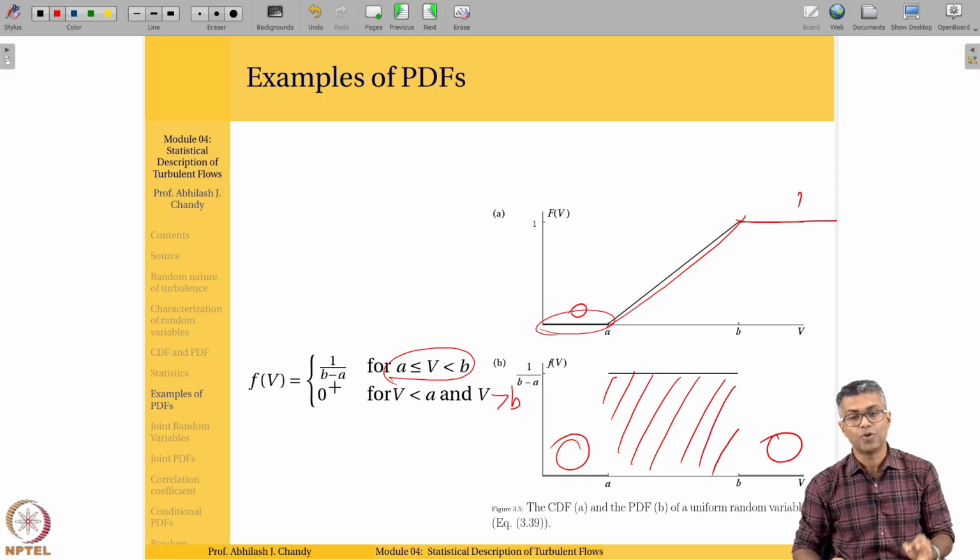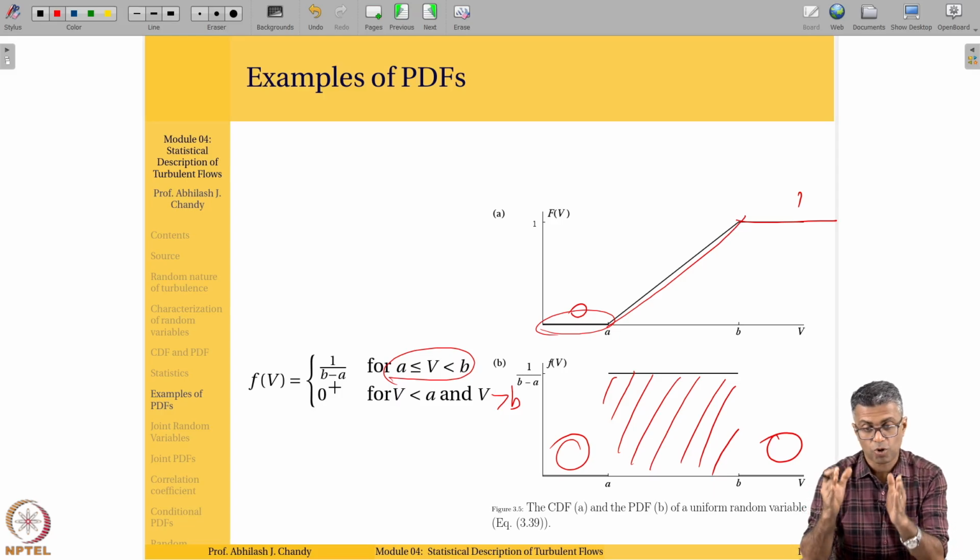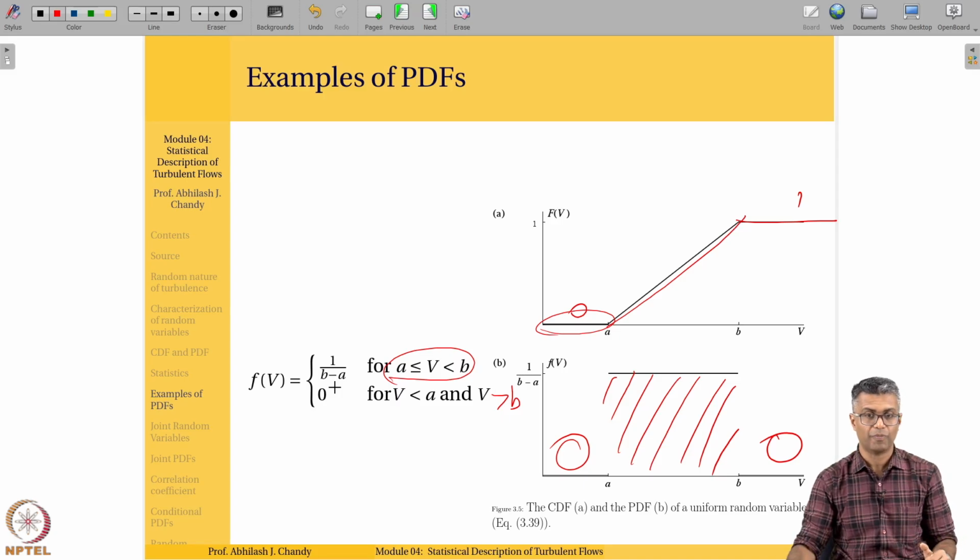This is a uniform random variable, meaning it has a constant PDF value between a and b. And that's why we say it is a uniform random variable.